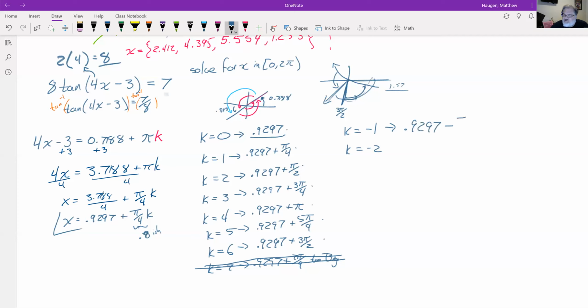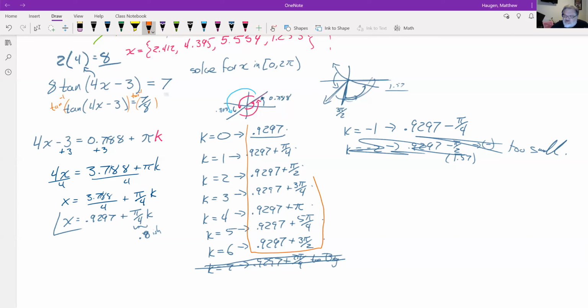0.9297 minus pi over 4. Again, pi over 4 is a little bit less than 0.8, so that's going to leave a little bit of positive left behind there. Subtracting pi over 2, again, pi over 2 is 1.57-ish, so that's going to be negative. So that's too small. So we'd certainly want to write that as a big solution set, but I'm out of time. And we could find nice decimal approximations for those.